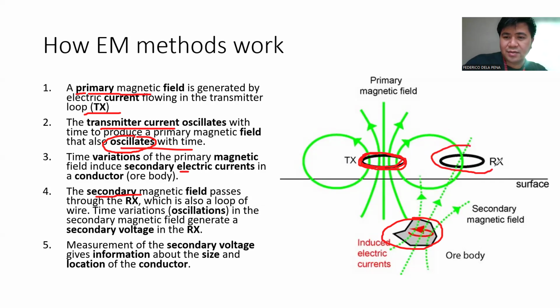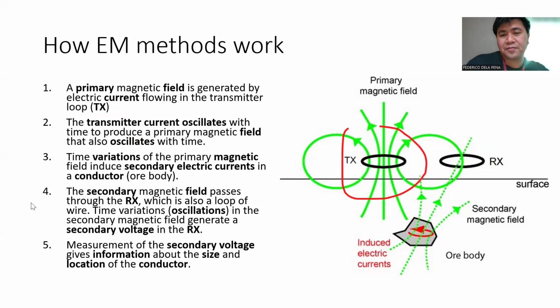So the receiver, depending on your method, depending on the type of EM survey, will be reading either a combination of the primary and the secondary magnetic field, or sometimes they just eliminate completely the primary magnetic field. So we have two main types of EM survey. You have a lot of types, but the two common types are the frequency domain and the time domain.